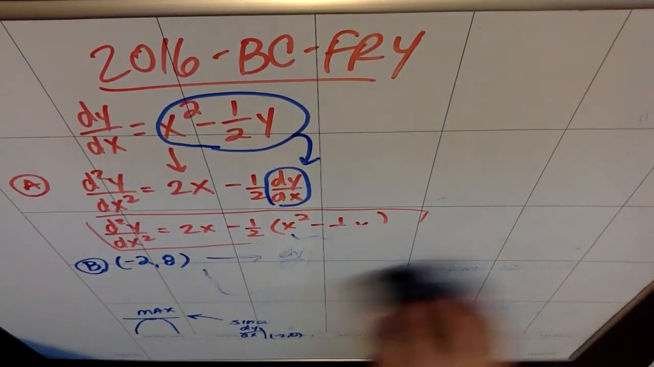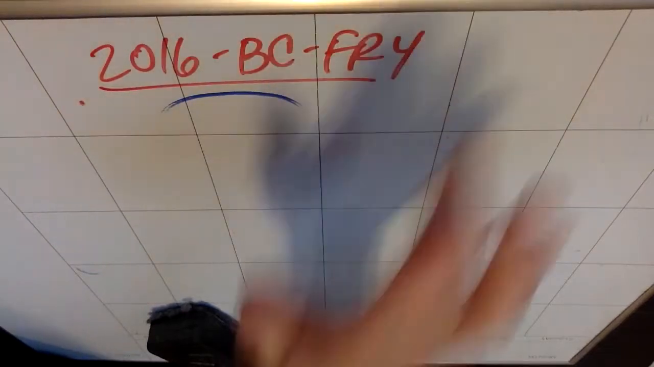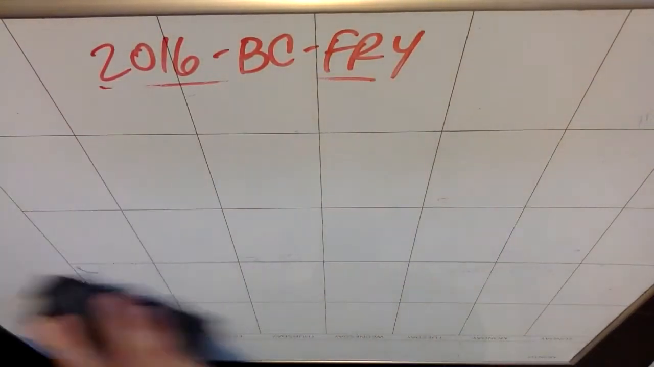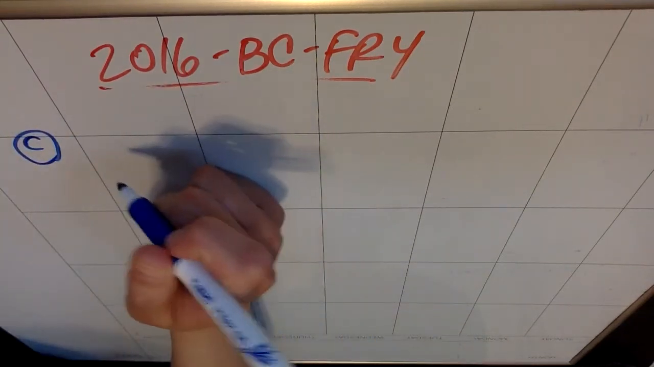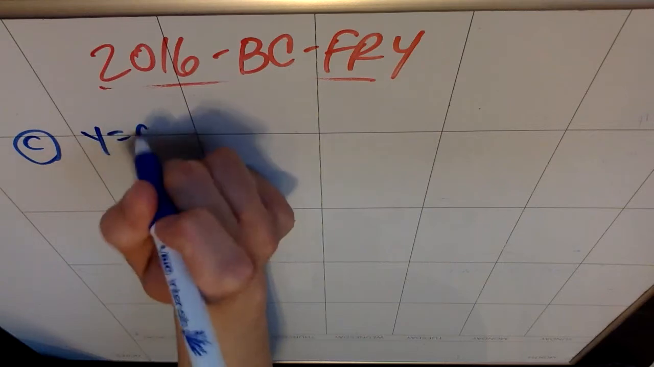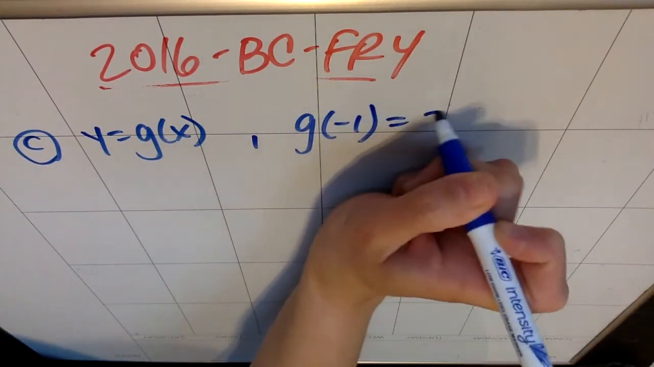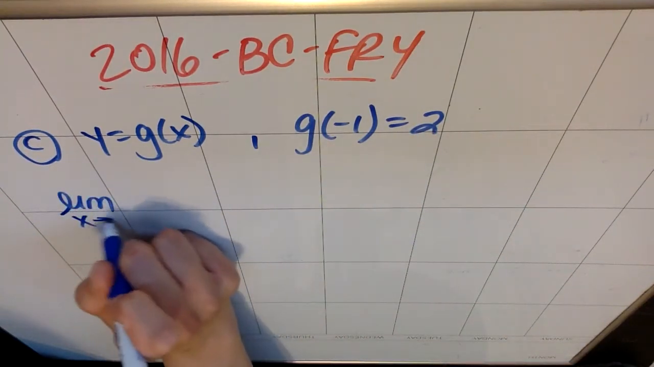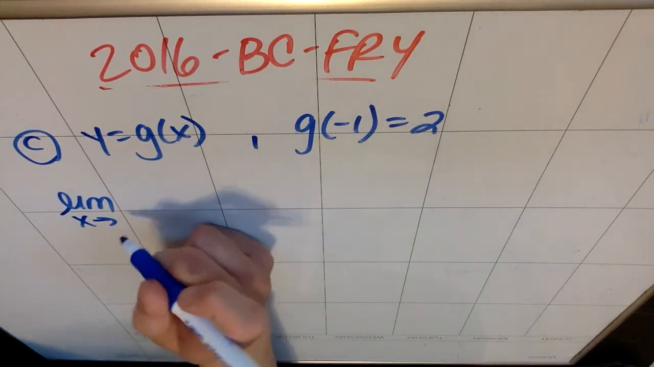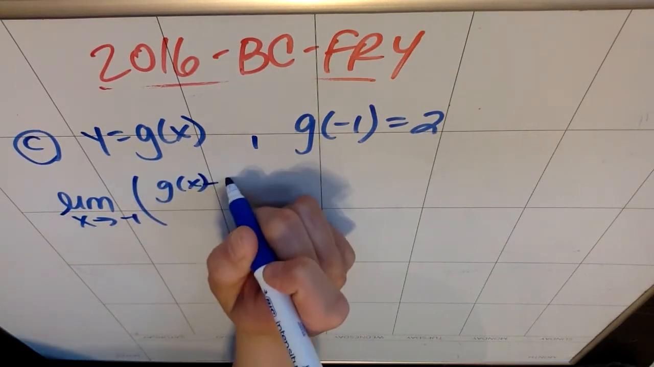I feel fairly certain that this is leading us down a L'Hopital's rule path, but I can't swear to it. All right. So, part C. We know that y equals g of x is a solution. We know that g of -1 is 2. And they ask us to evaluate the limit as x approaches -1 of the quantity g of x minus 2.